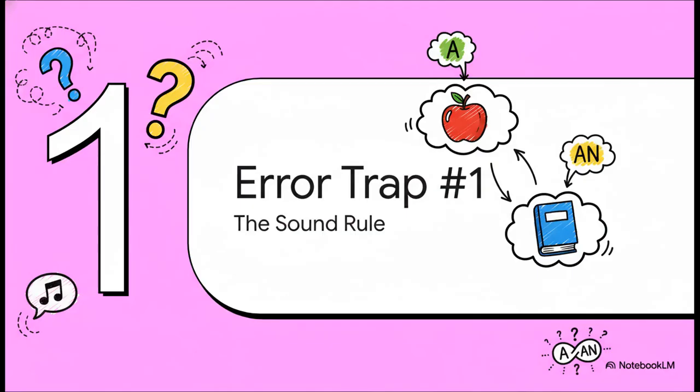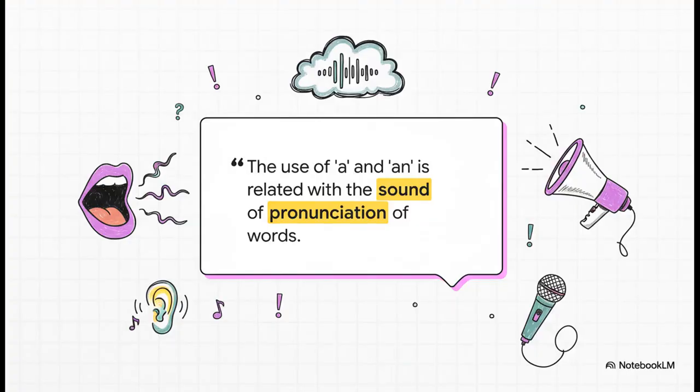Okay, let's dive right into our first common exam trap. And trust me, this is a big one. That old confusion between using a and an. So here it is, the absolute key. You have to forget the spelling. Seriously, it has nothing to do with whether the first letter is A, E, I, O, or U. It is 100% about the sound the word makes when you actually say it out loud.